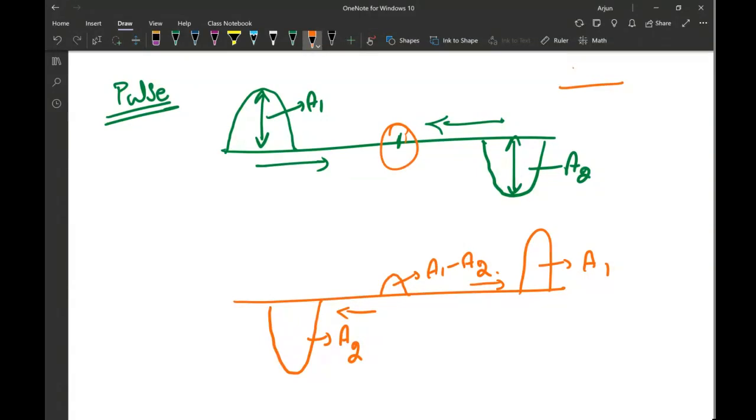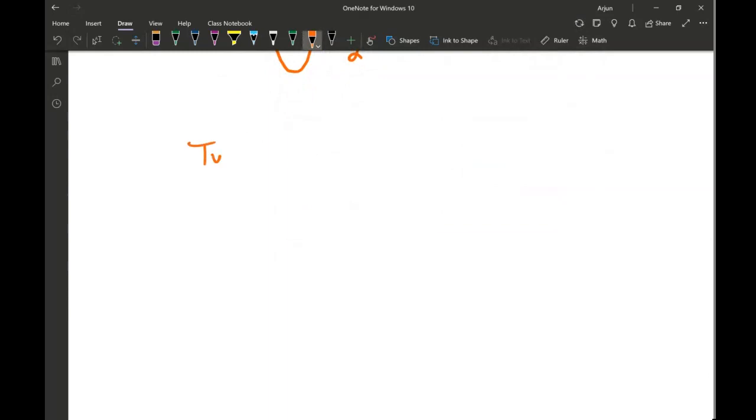Now, I'll go to the types of waves. There are two types of wave. First one is transverse wave.